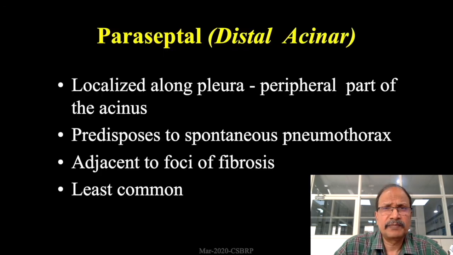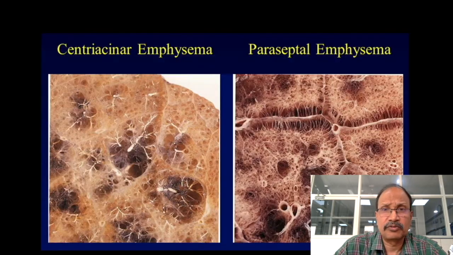And paraseptal emphysema, or distal acinar emphysema, wherein the dilatations are towards the periphery of the acinus, is most commonly associated with what is known as lung fibrosis. So anything that causes lung fibrosis may be associated with this paraseptal variety of emphysema.